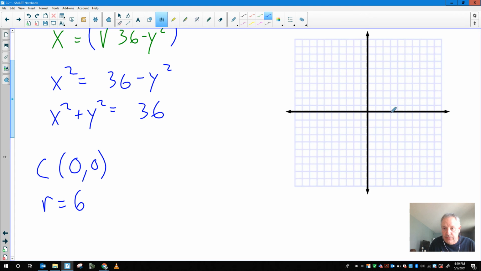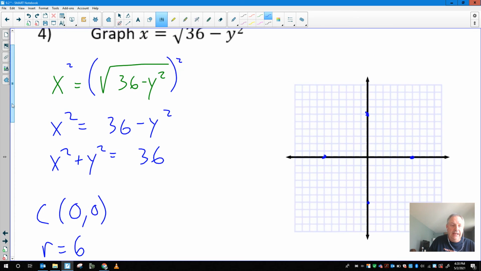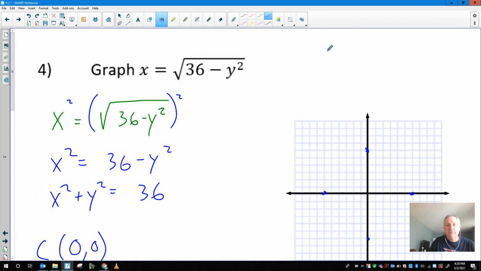But if I start drawing those points in, I have a point 1, 2, 3, 4, 5, 6 in each direction, and then go down 1, 2, 3, 4, 5, 6, and make my circle. But don't do that yet, because we need to remember something important about radicals.